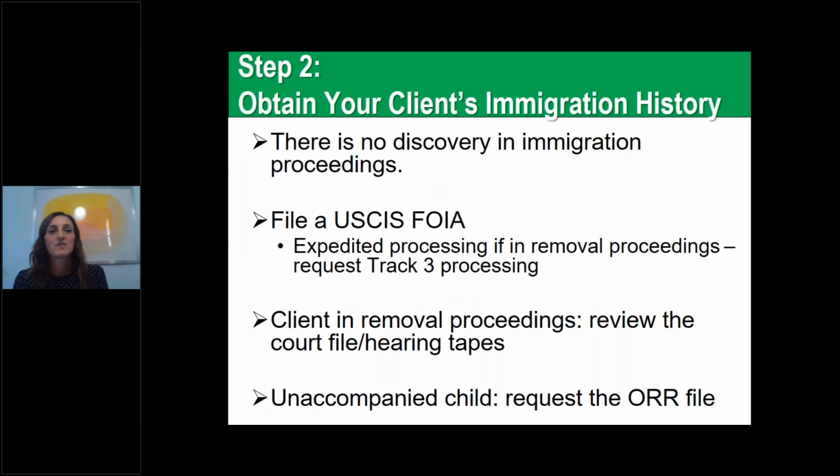So the second step, the next thing that you're going to do is obtain your client's immigration history. There is no discovery in immigration court proceedings. So in order to get any contacts that your client has had with immigration officials, you need to file a FOIA request. If your client is already in immigration court proceedings, you can file an expedited request, they call it a track 3 request, so that you'll get that FOIA information more quickly.